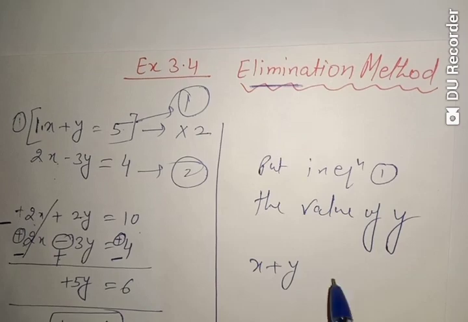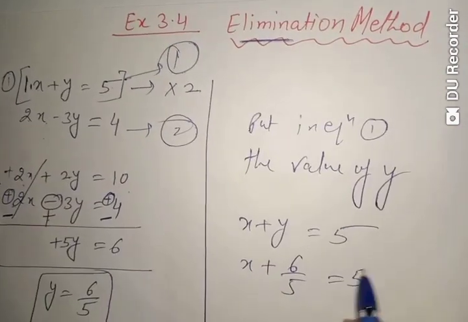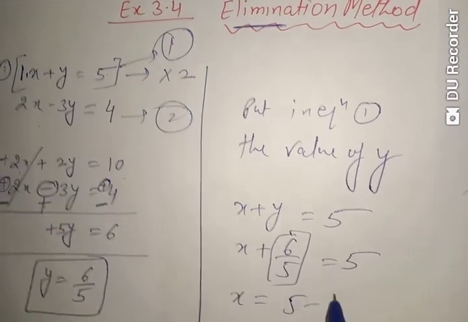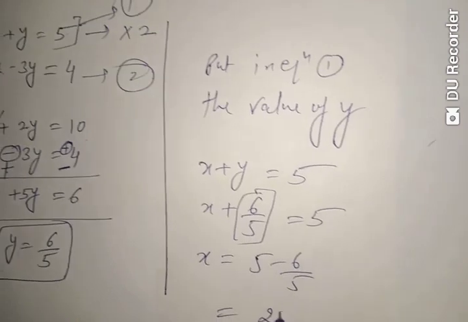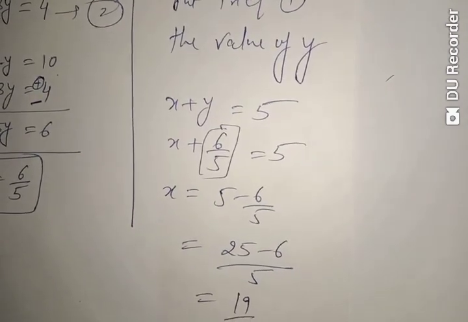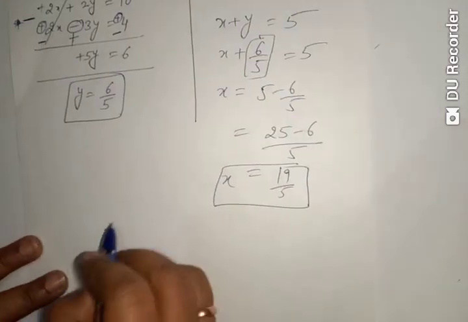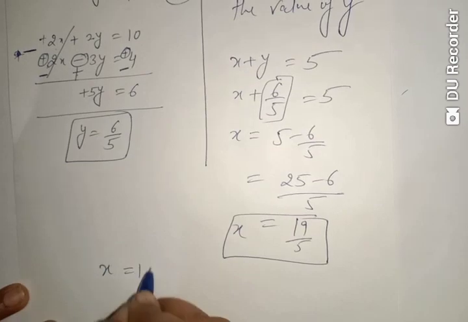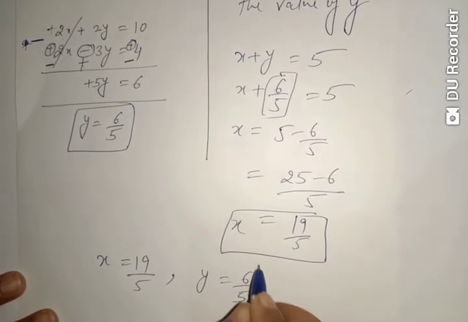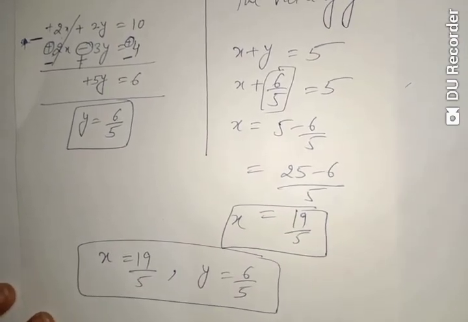x plus y equals 5. The value of y is 6 upon 5. If we transpose this whole to the other side, it will become minus. So after taking the LCM, we will get 19 over 5. So the value of x is 19 over 5 and the value of y is 6 upon 5. The final answer that you can write is 19 over 5 and 6 upon 5. We have got a unique solution in which x is 19 by 5 and y is 6 upon 5.